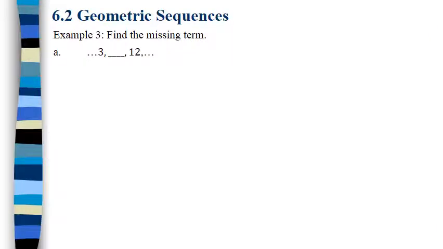We can use this to find missing terms because we know that to go from 3 to this term right here, we're going to multiply by r. And then to go from this term to this term, we're also going to multiply by r. So we're going to take the number 3 and multiply by r, and then multiply by r again, and we should get 12. If we simplify this, r times r is r squared. We end up with 3r squared equals 12.